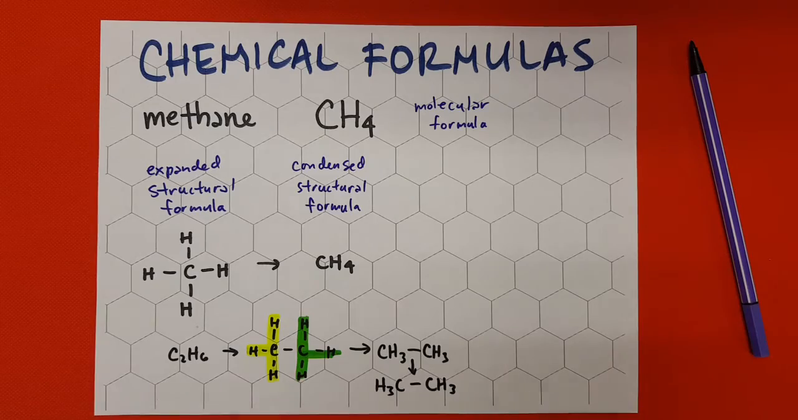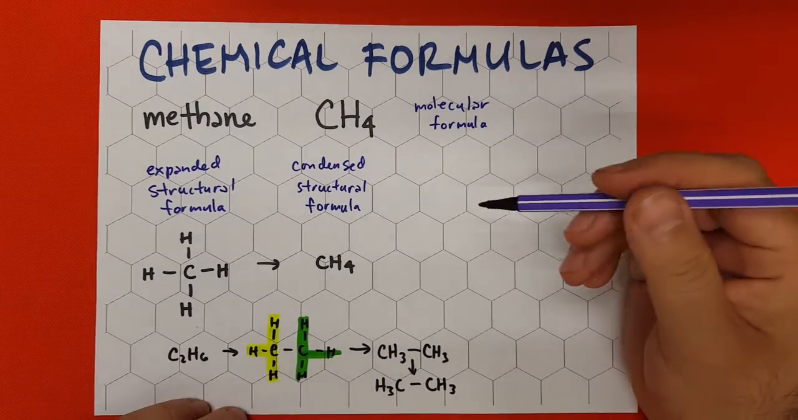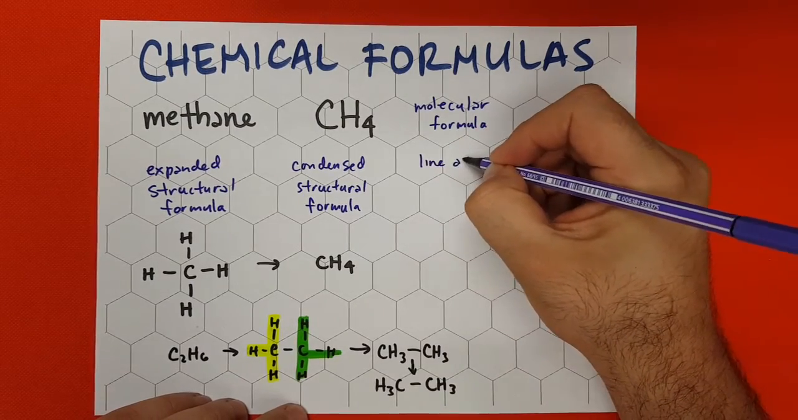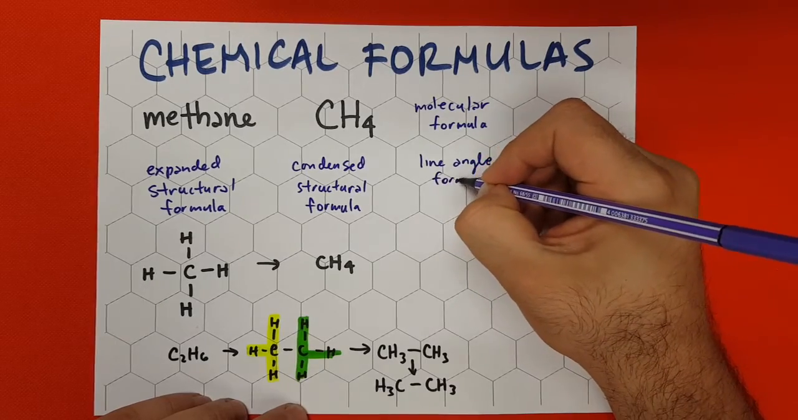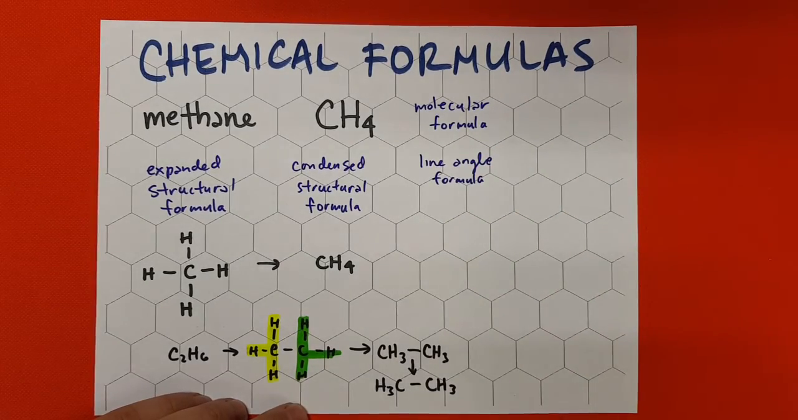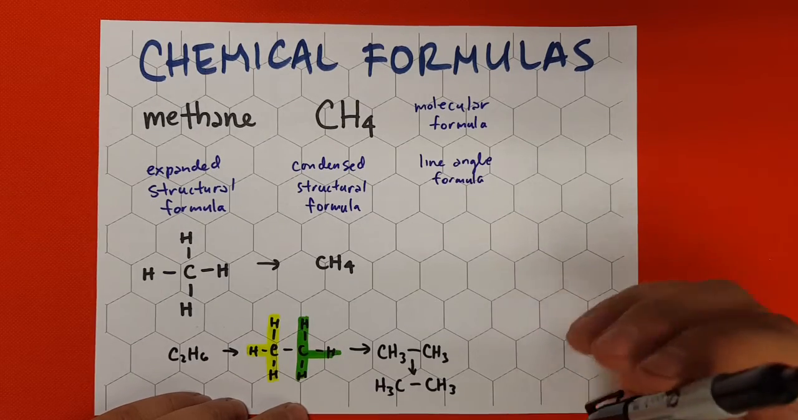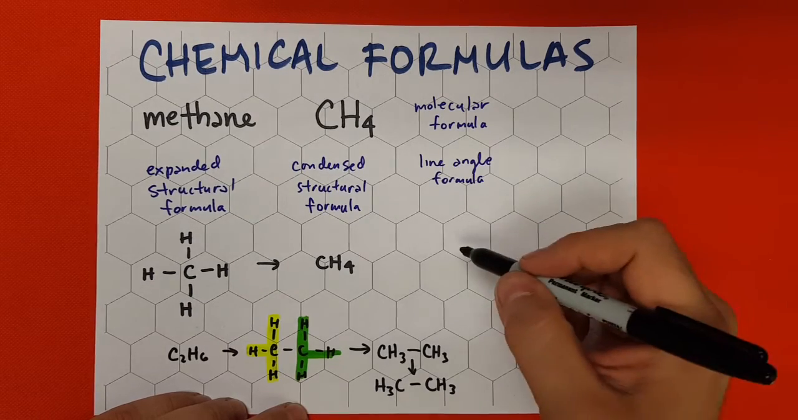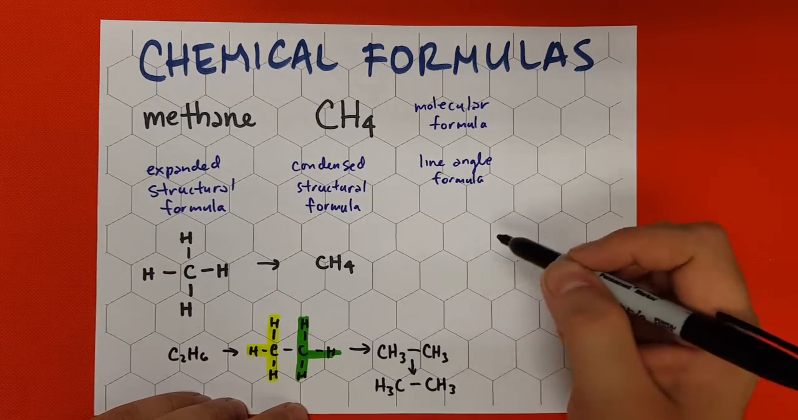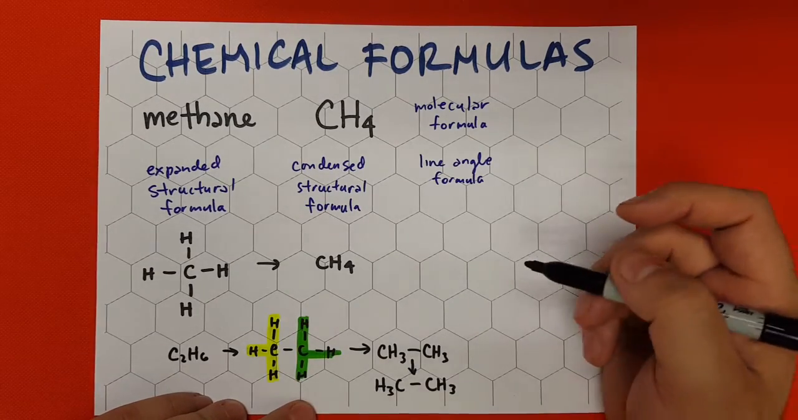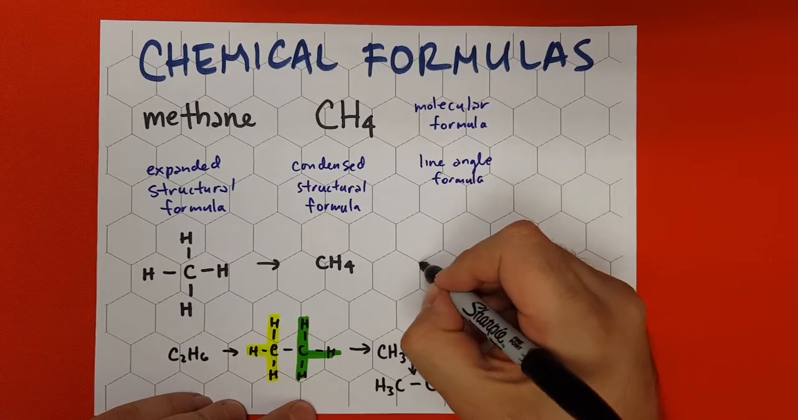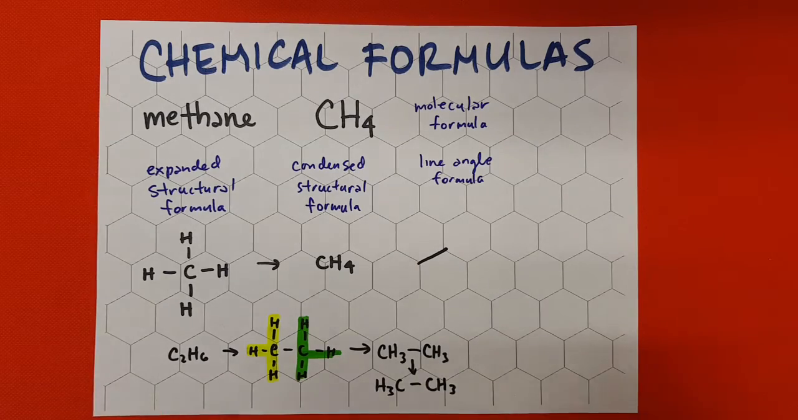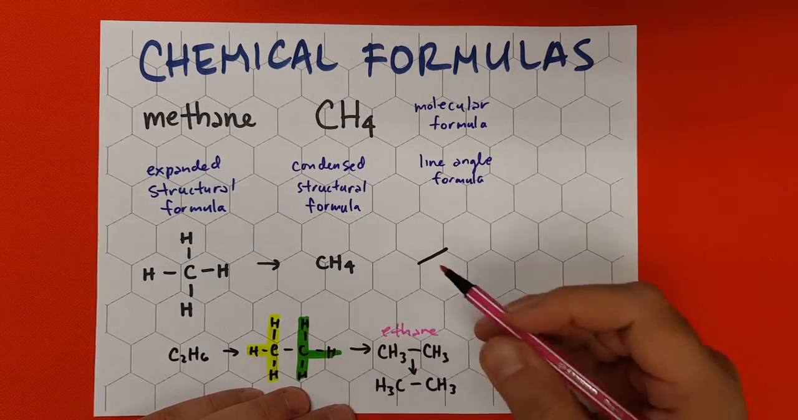Once we step away from these formulas, the last formula I want to present here is the line angle formula. In which the rules are that you represent carbon with one of the dots or vertices of this hexagon, and we connect the lines, and the lines, which are the actual sides of the hexagon, represent the bonds. So in this case, I take one dot and I connect it to the next, and this is representing the whole ethane molecule, right? So this is ethane, and this is ethane as well.